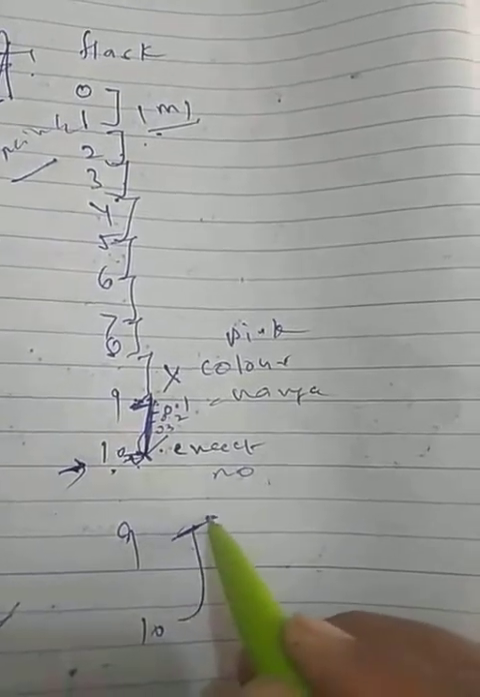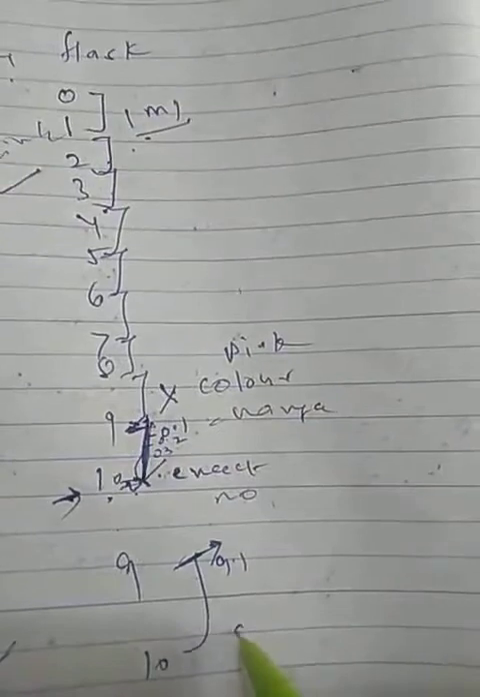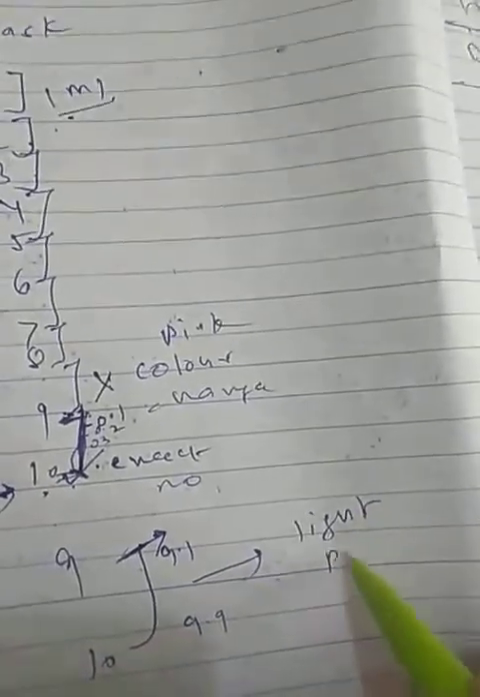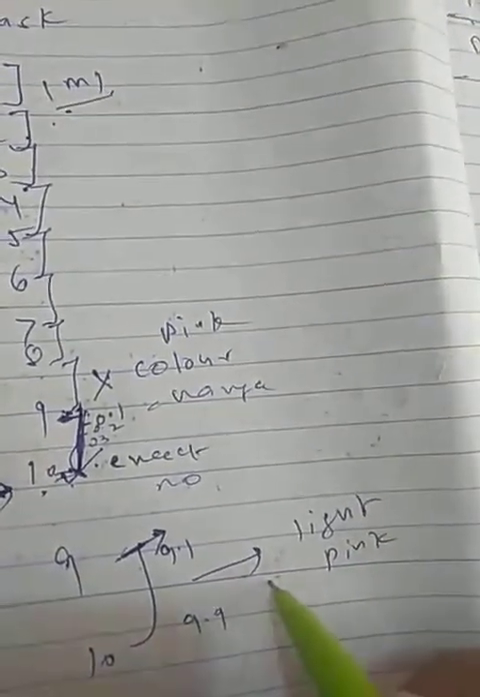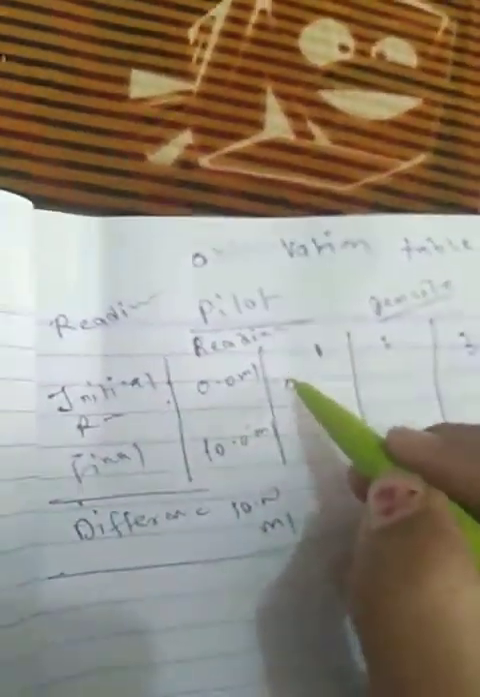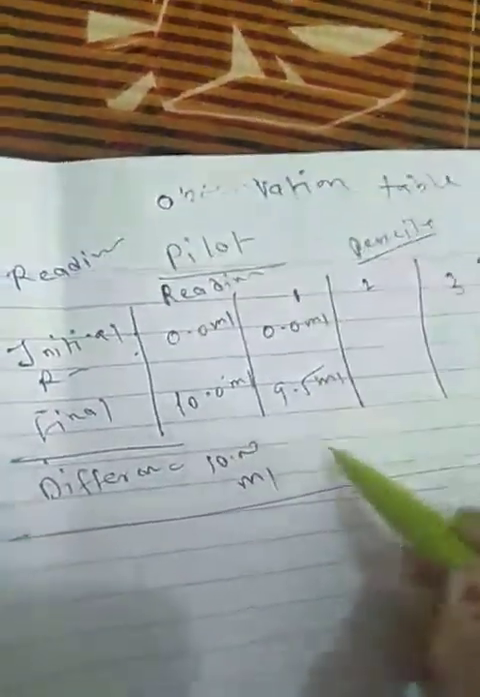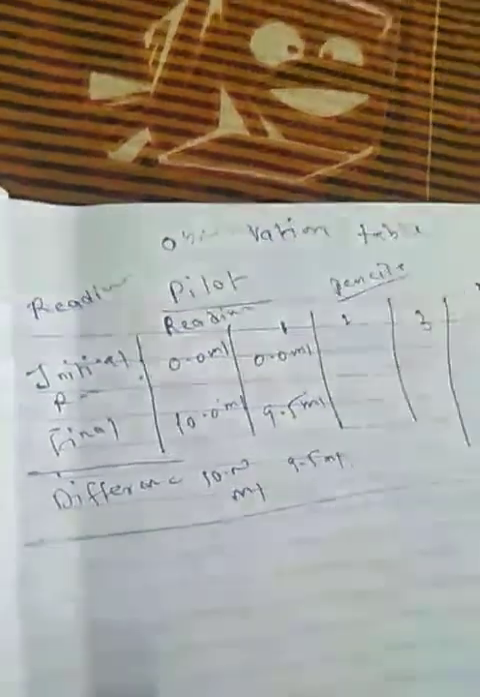So you have to go slowly and you have to take the accurate reading. What is it called? Accurate reading, 9.1 to 9.9 you have to add. Wherever you are getting very light pink, a sudden change, you stop because you are getting the reading. If we are getting it at 9.5, you write 0.0 ml, 9.5 ml, and the difference is 9.5 ml. Okay, so this is the correct method.